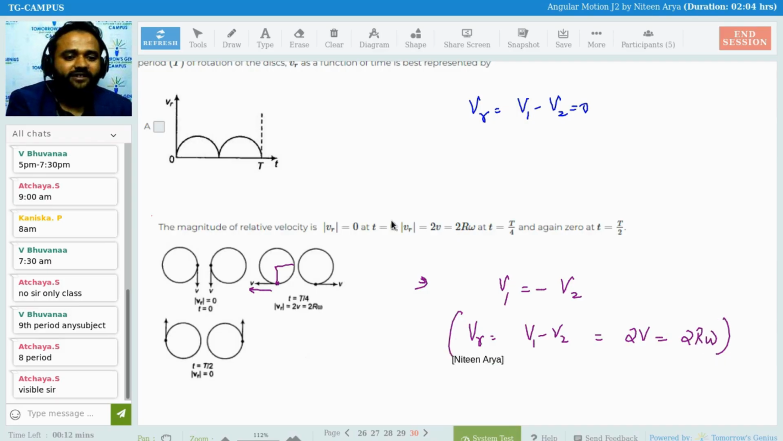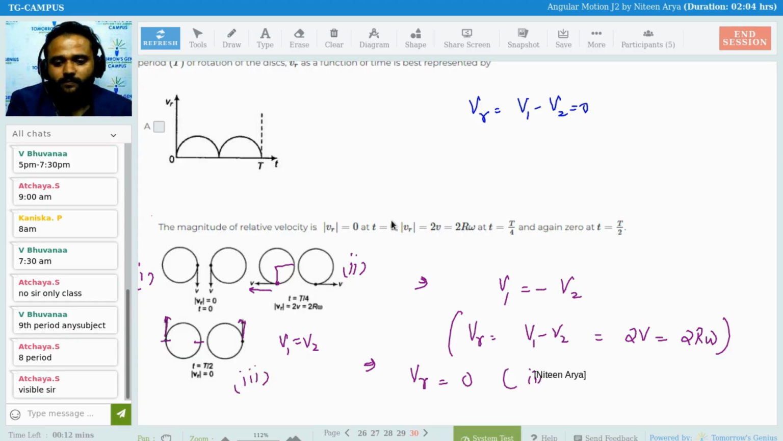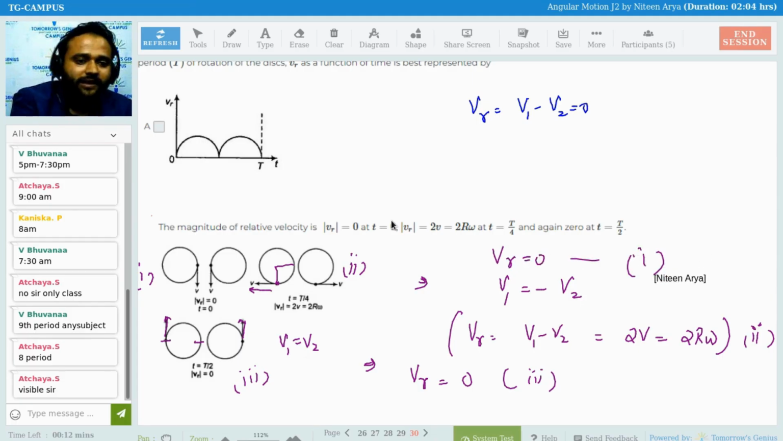which is 2R omega, simple. At this third point, T by 2, from here coming to here, that is half a time period, it is again 0, because the direction is the same again. So the relative velocity is 0 at the initial point, 0 at the third point, and maximum at the second point.